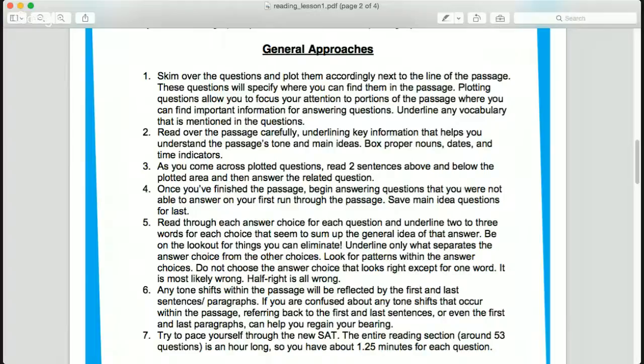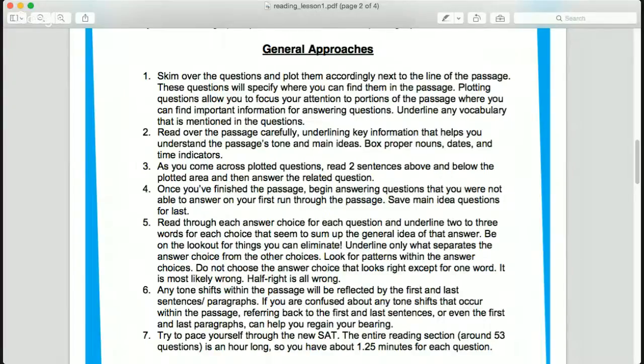5. Read through each answer choice for each question and underline 2 to 3 words for each choice that seem to sum up the general idea of that answer. Be on the lookout for things that you can eliminate. Underline only what separates the answer choice from the other answer choices. Look for patterns within the answer choices. Do not choose the wrong answer choice that looks right except for one word. It is most likely wrong. Half right is all wrong.